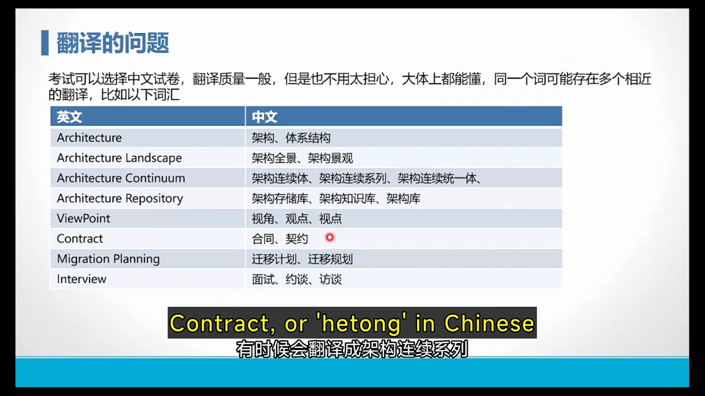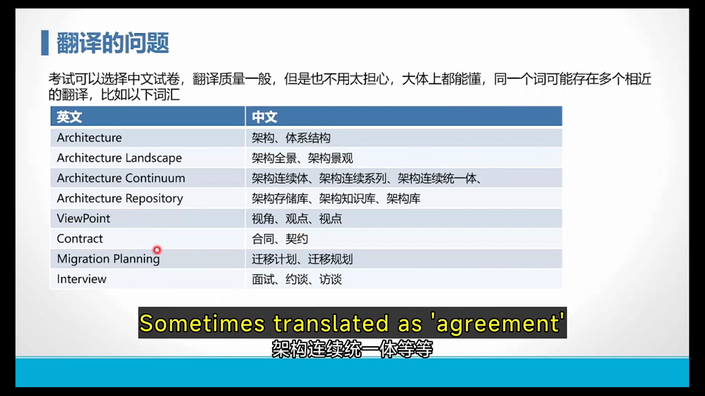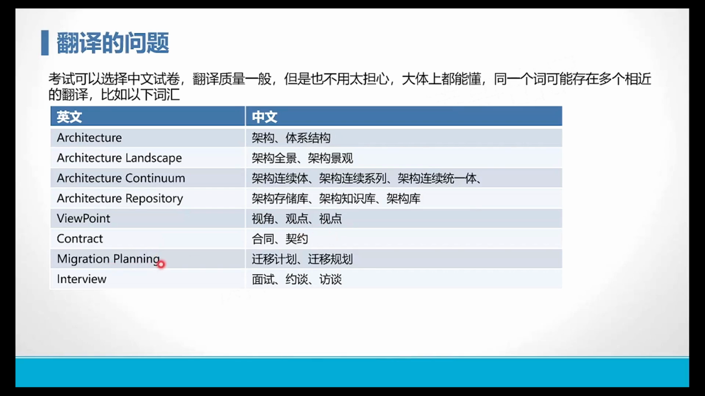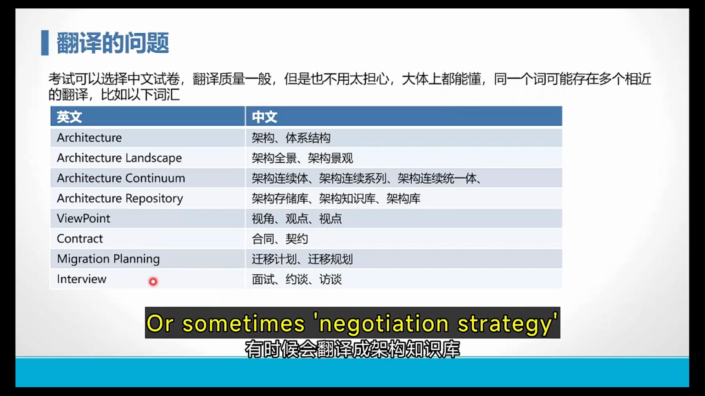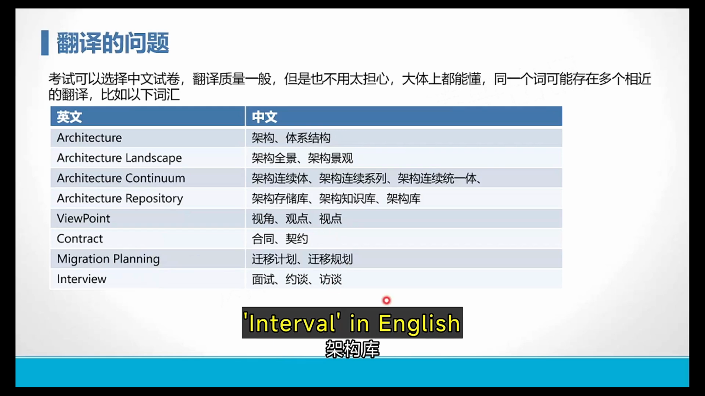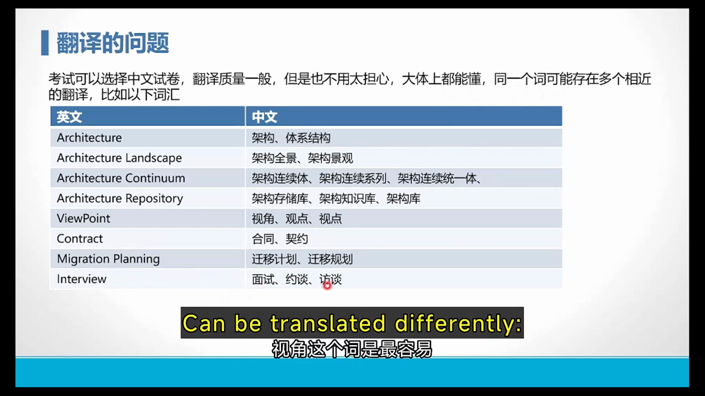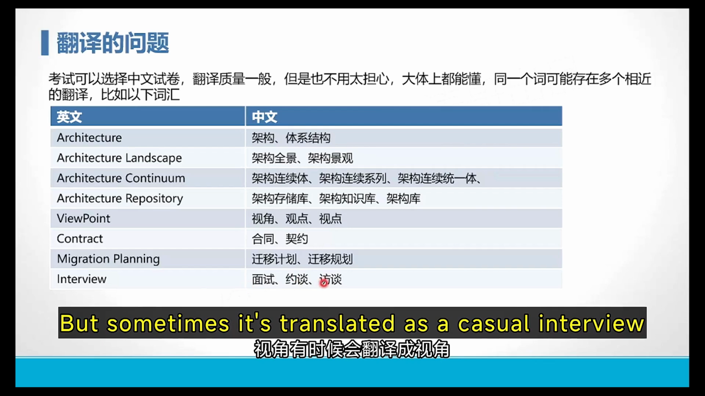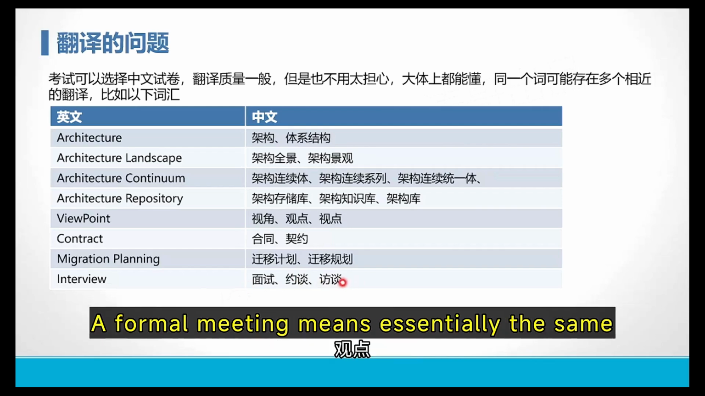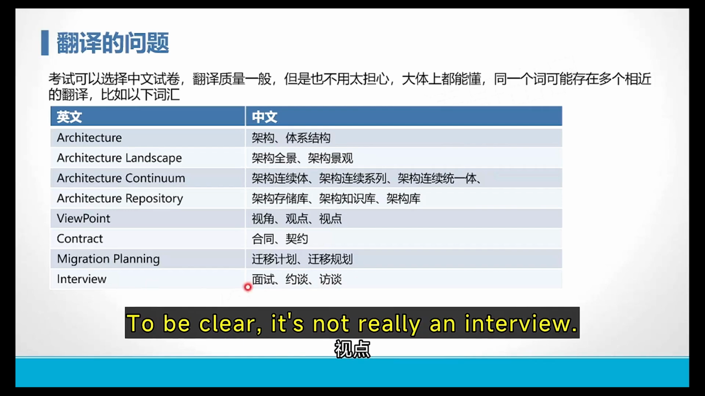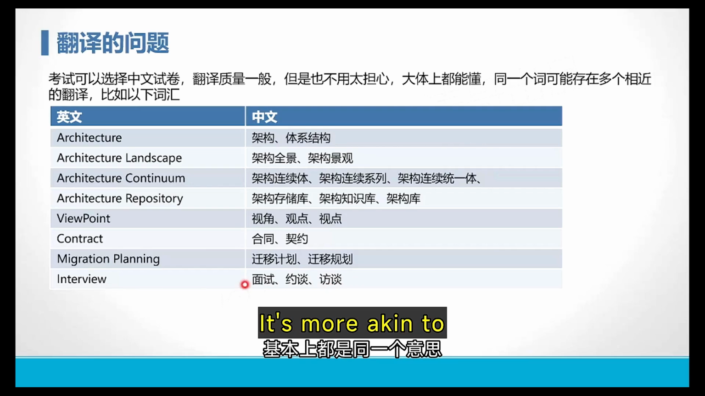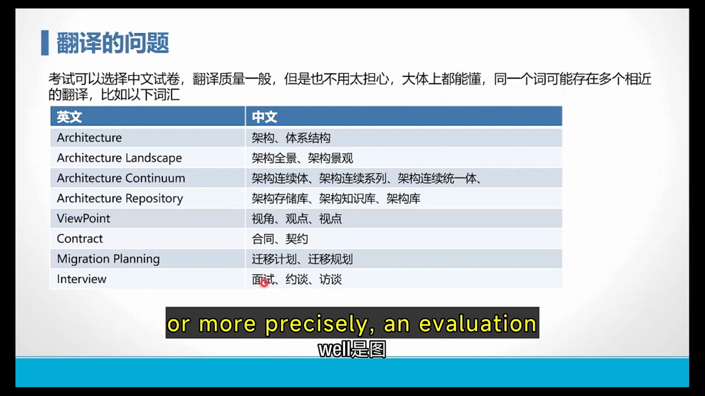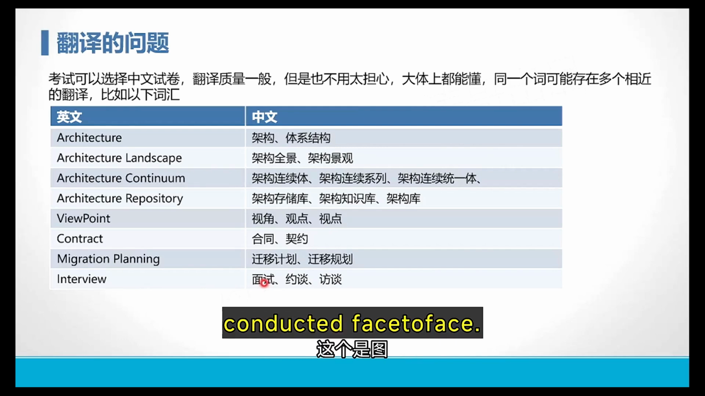Contract, or 合同 in Chinese, sometimes translated as agreement, negotiation plan, or sometimes negotiation strategy. Interview in English can be translated differently. It originally refers to a job interview, but sometimes it's translated as a casual interview. A formal meeting means essentially the same. To be clear, it's not really an interview. It's more akin to a job interview, or more precisely, an evaluation conducted face-to-face.